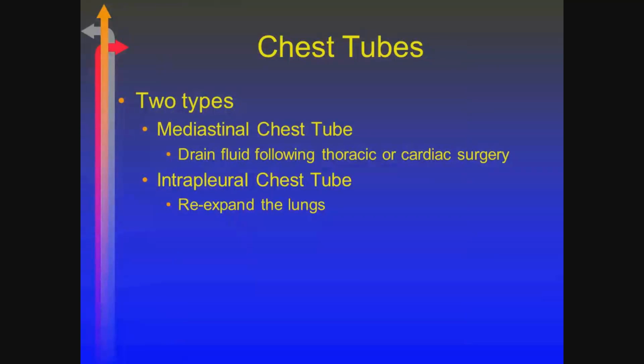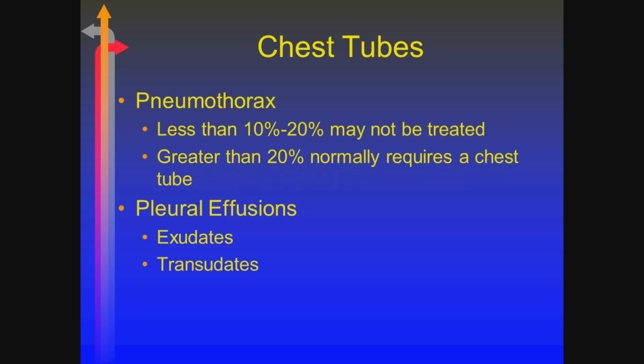So, again, mediastinal chest tubes are draining the mediastinum. When that's been opened and entry's been made into it, you need to have some mechanism to drain it. In intrapleural, we're going to go ahead and re-expand the lungs in the process. Small pneumothoraces, less than 20%, typically are not treated. They're just allowed to spontaneously reabsorb. Greater than 20% requires a chest tube.